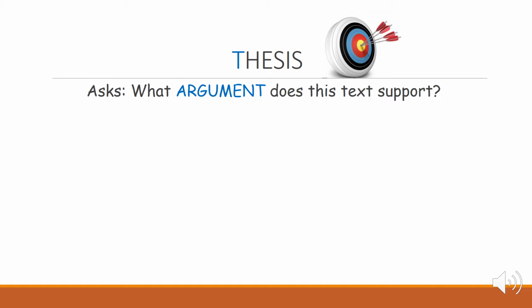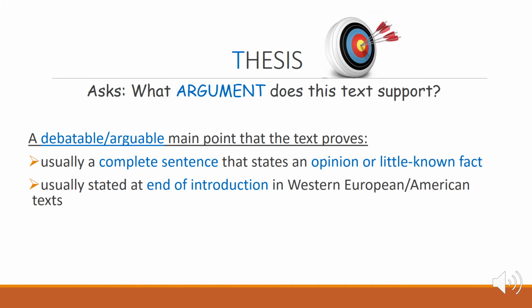Now, the last part of the rhetorical situation is the thesis. You've encountered this word over and over again, and it's just the argument that the text supports. Now, it's important to remember that a thesis is not a topic. A thesis makes a debatable or arguable statement and then proves it throughout an essay that supports that thesis. It's usually a complete thought, and it's usually an opinion or a little known fact if it's a fact. And as we've probably discussed in class, thesis statements are usually found at the end of the introduction in Western European or American texts. But in other kinds of texts, it might be found someplace else. So you have to look around and think a little bit. But we'll talk about that later.